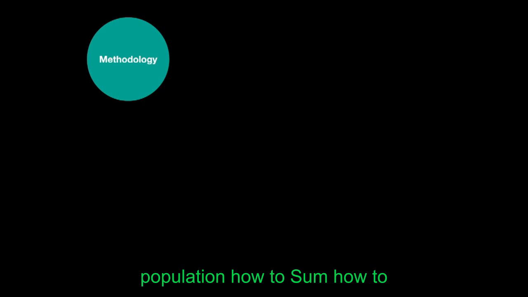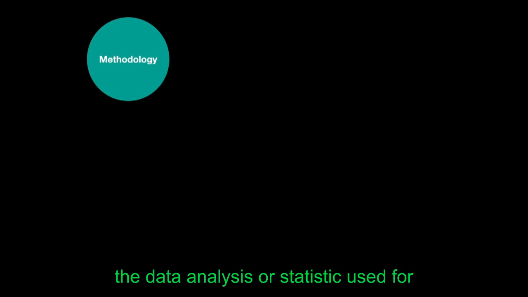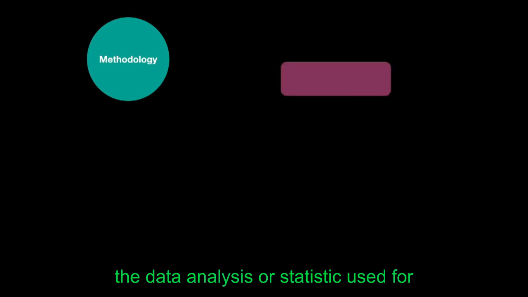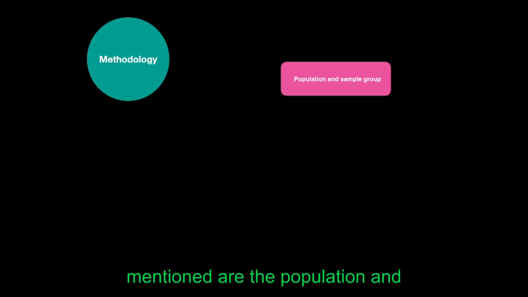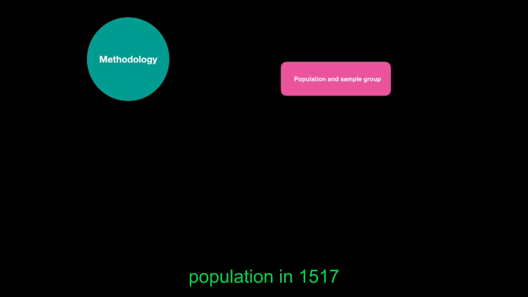Now, let's move on to the methodology. For the methodology, there should be a sample group, population, sampling method, research instrument, and also the data analysis or statistics used. First, they mentioned the population and sample group. It's quite okay because they already said that the population is 1,517 workers.